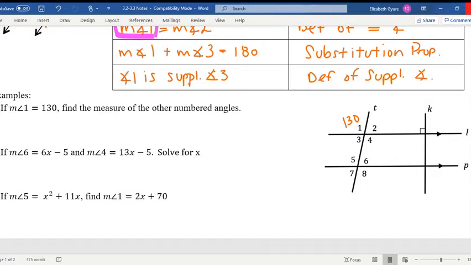So number 1, if the measure of angle 1 equals 130, find the measure of the other numbered angles. Ashley, what did you say for the measure of angle 2? All right, absolutely. The measure of angle 2 would be 50. That's a linear pair, right? Just subtract, those would be supplementary. Ben, what did you say for angle 3?